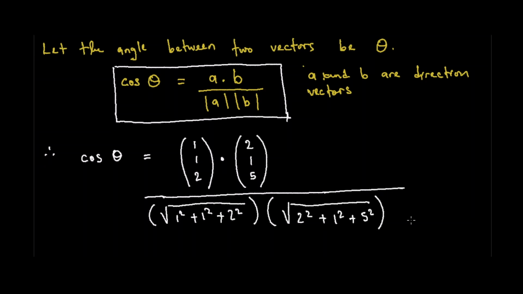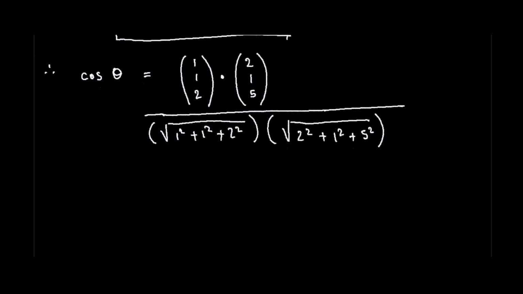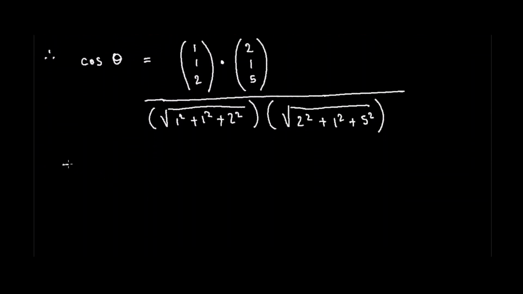And so we now need to solve this algebraically. So this is just equal to, we know that when we do dot multiplication of vectors we say 1 times 2 plus 1 times 1 plus 2 times 5. That we should already know.